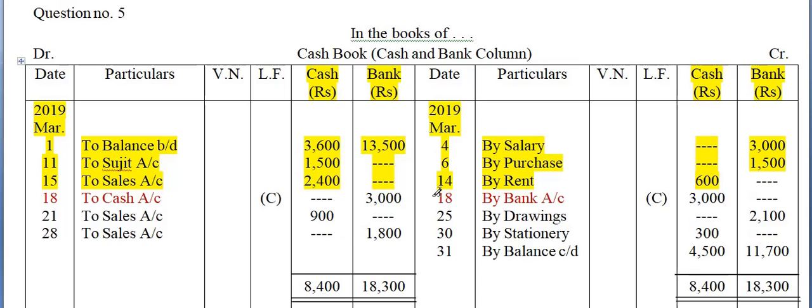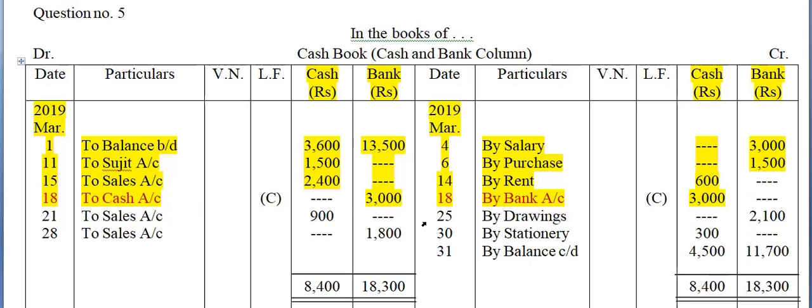So on 18th, we can simply write by bank account, because cash is going out, cash is decreasing on 18th, but it has a mirror entry, that is the relative entry out here. You can see on 18th, on the very same date, bank is increasing by the same amount, and we will write as to cash account.